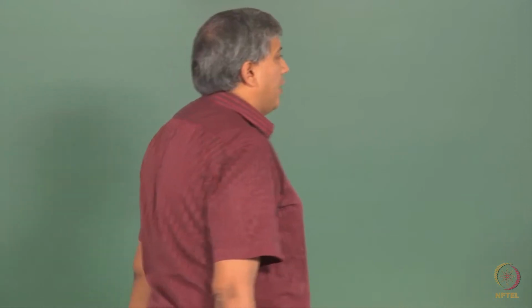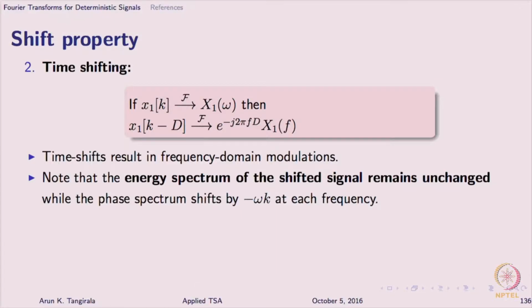Now, all these are, remember, based on this theoretical DTFT, that is the DTFT that we are talking about. So, it says that if a signal has a Fourier transform X of omega, then its shifted version is simply the Fourier transform of the original signal multiplied by e to the minus j 2 pi f d. What it tells us is that only the phase of the shifted signal is altered, right.